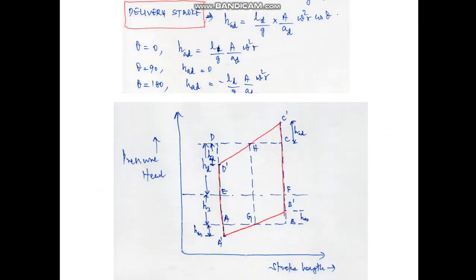And during delivery, at the beginning, theta is 0, so H_ad is Ld by g into A by Ad into omega square r. Again, at the middle of delivery, theta is 90, H_ad is 0. At the end of delivery, theta is 180, H_ad becomes minus.